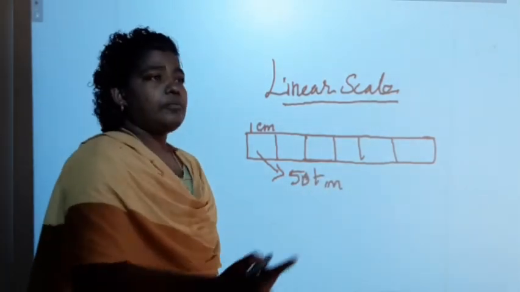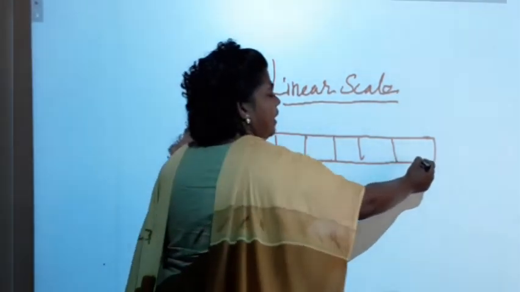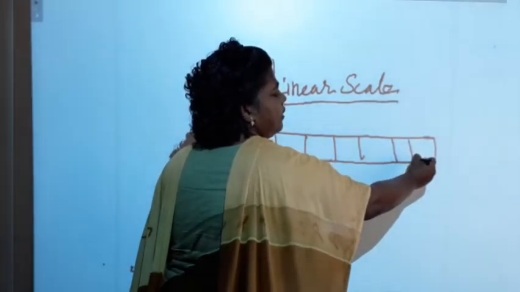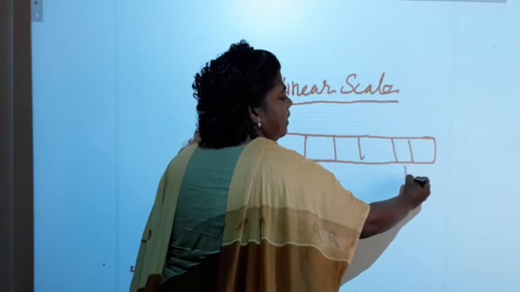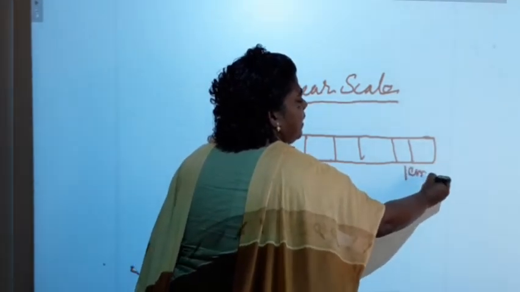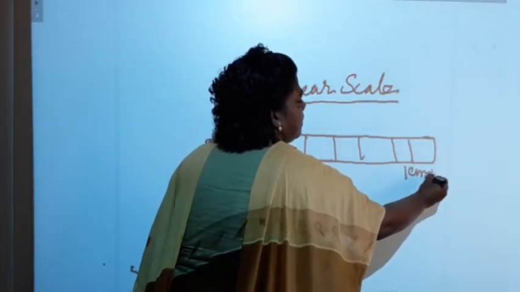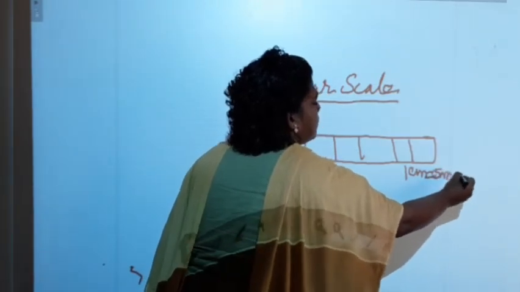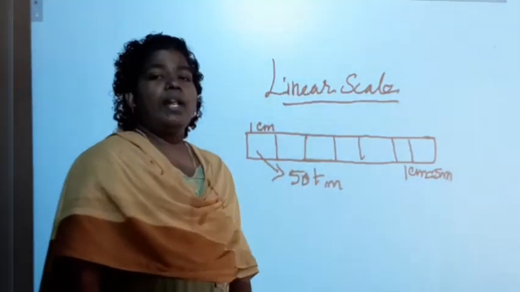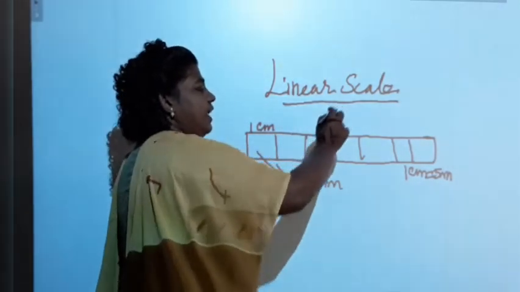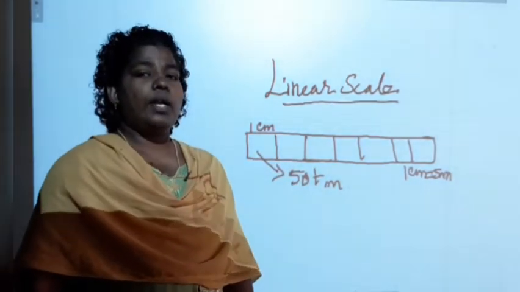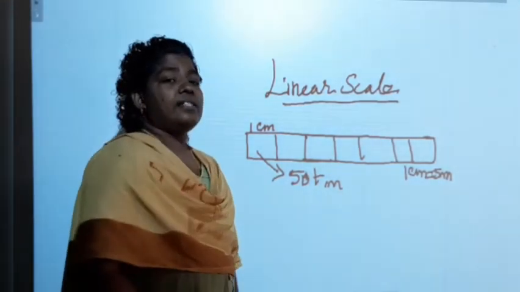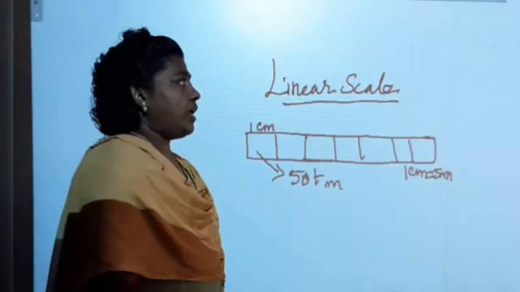Okay, when it comes to the last centimeter, this will again be divided into 2. So here the 1 centimeter will be divided as 5 millimeters. Okay, 5 millimeters. In this way, the linear scale will be divided. Do you understand, children?